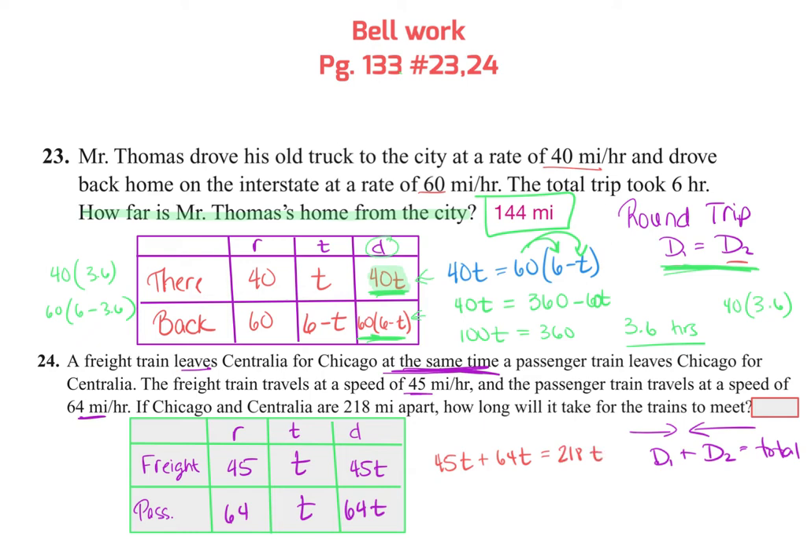All right. Like terms. What do I do when I have like terms? What do I do with those? You add them. What is 45 and 64? 109. 109t. There's not a T there. 218. Divide. They were very kind, weren't they? T equals what? 2. Should be 2, right?